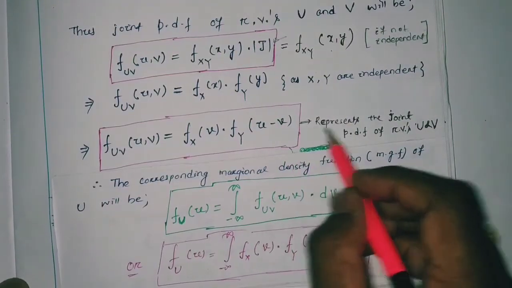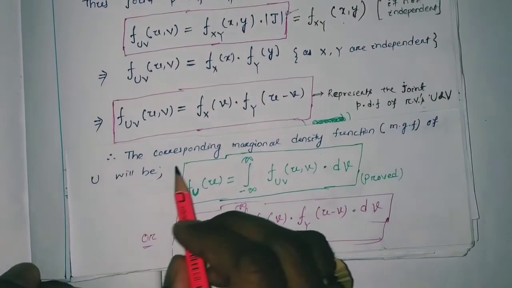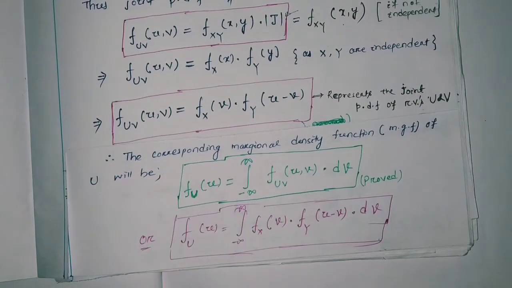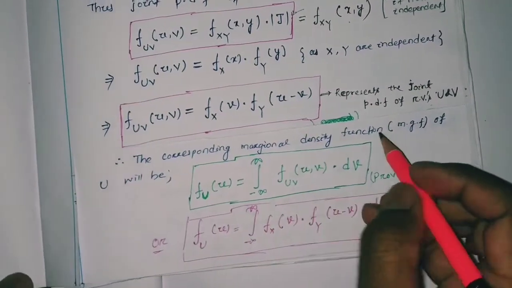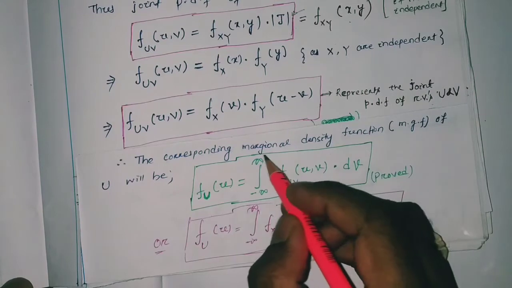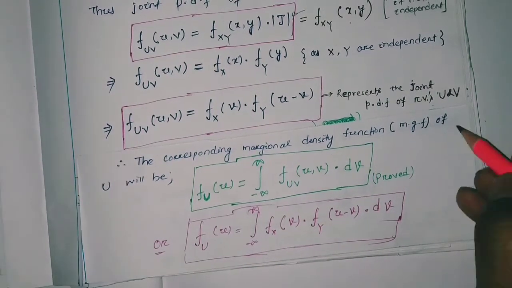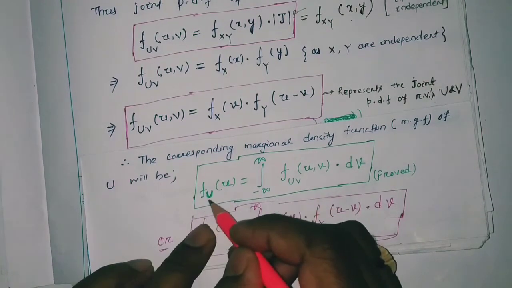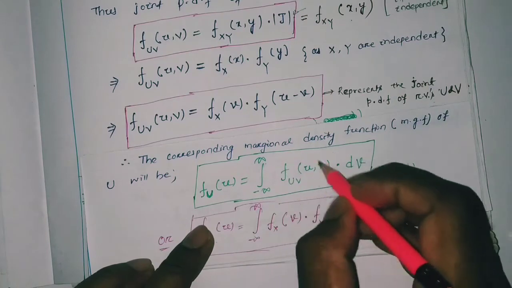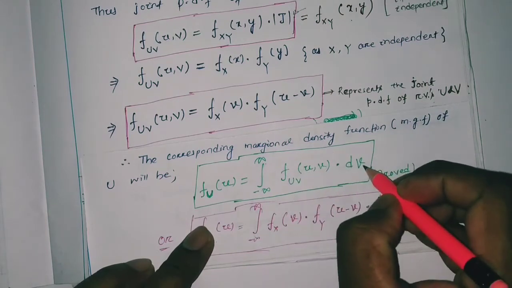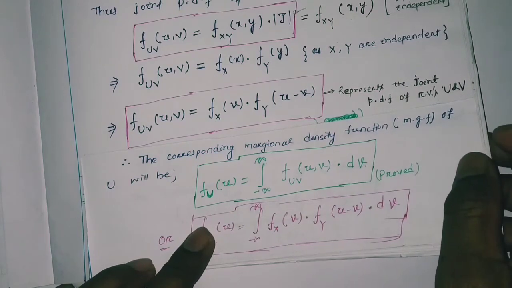So this represents the joint PDF of random variables u and v. Now we are going to go for the corresponding marginal probability density function, or marginal density function, of u, which will be f_U(u), equal to the integral from minus infinity to plus infinity of the joint probability density function with respect to dv. That we know.